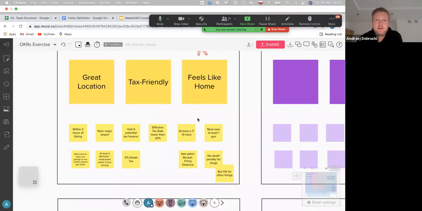So a lot of numbers, a lot of measurable things here, and that's really, really important for anyone to just start working and completing that. And then when we're reviewing, we know what we're reviewing. So we found out that the perfect place that applies to all of these is Zurich. So you should all come live with us in Zurich.